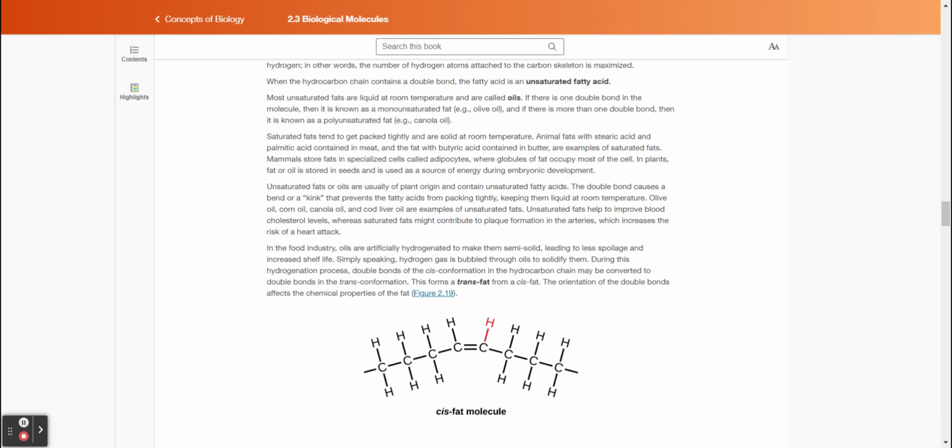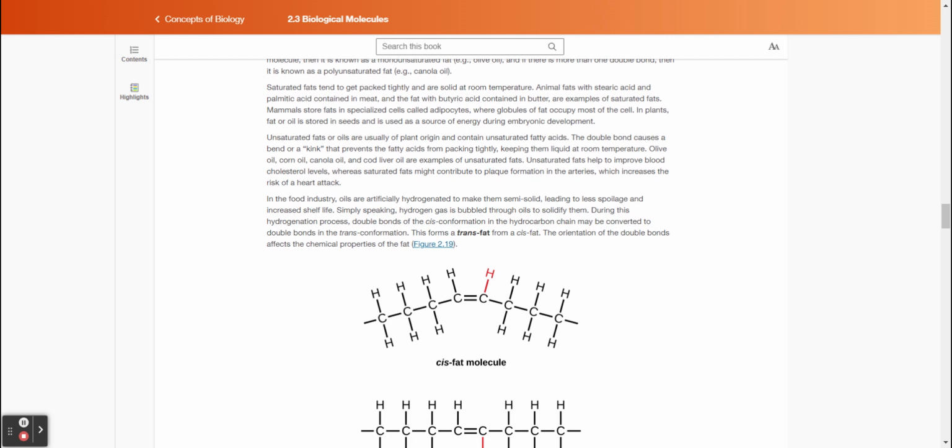Saturated fats tend to get packed tightly and are solid at room temperature. Animal fats with stearic acid and palmitic acid contained in meat, and the fat with butyric acid contained in butter, are examples of saturated fats. Mammals store fats in specialized cells called adipocytes, where globules of fat occupy most of the cell. In plants, fat or oil is stored in seeds and is used as a source of energy during embryonic development.